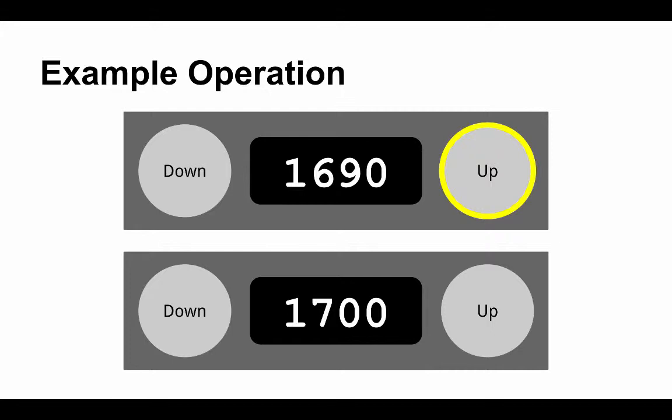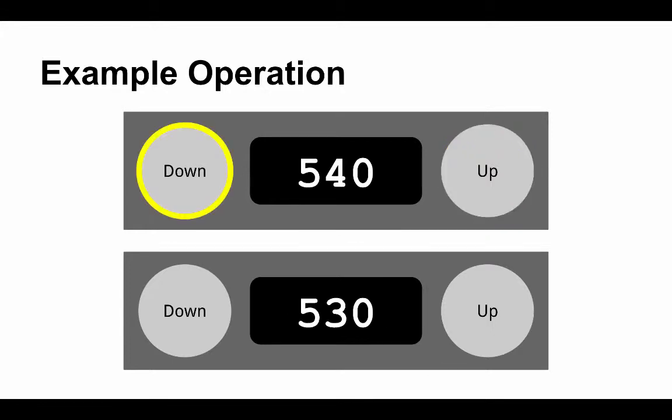So here as a graphic, if I'm looking at my radio and I am at 1690 and I push up, I should get to 1700. But if I'm at 1700 and I push up again, nothing happens. Similarly, if I'm at 540 and I push down, then I should be at 530. But if I'm at 530 and I push down, I should still be at 530.